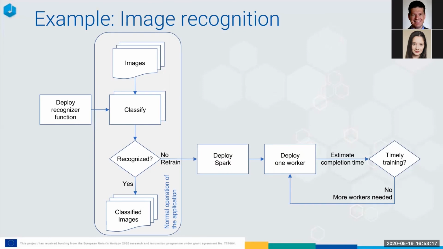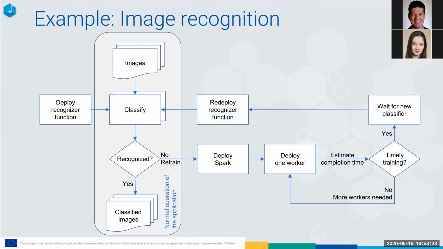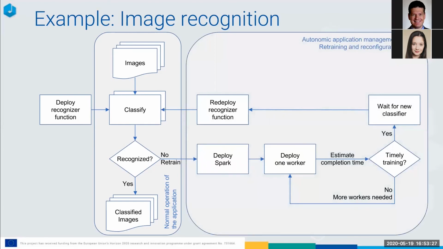Once you are happy with the estimated time, then you can simply wait for the new classifier and eventually deploy this classifier as needed. So this means that the right-hand side here is the autonomic retraining and configuration, the application management done by the Melodic platform on your behalf. And it makes sure that it's all deployed when needed and all undeployed when no longer needed.